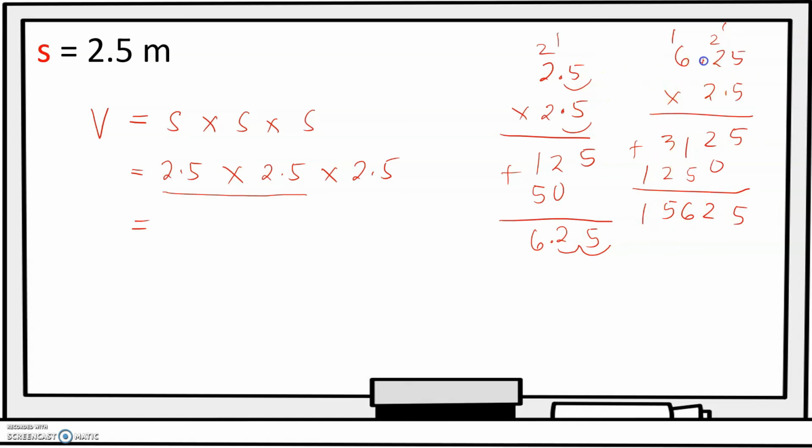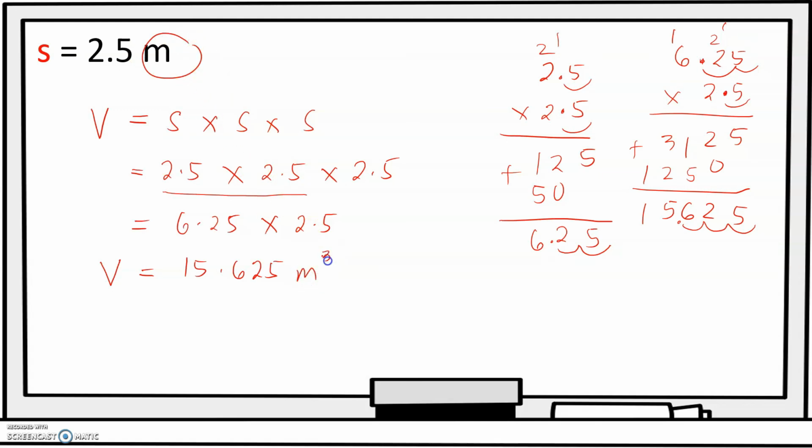Now, let's take a look at our factors. This time, our factors have 1, 2, 3 decimal places. So our answer should also have 3 decimal places. So we will have 6.25 times 2.5 is equal to 15.625. And again, let us not forget to put the correct unit for our answer. Since we are asked to look for the capacity or volume, we will have our answer in cubic units. This time, the unit given is meters, so this will be cubic meters.